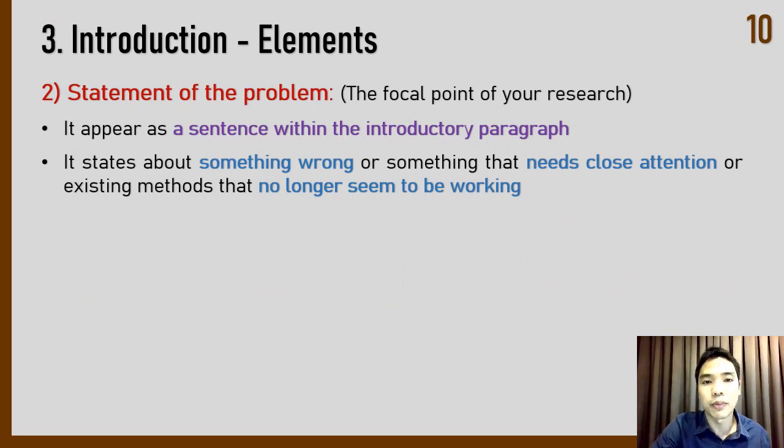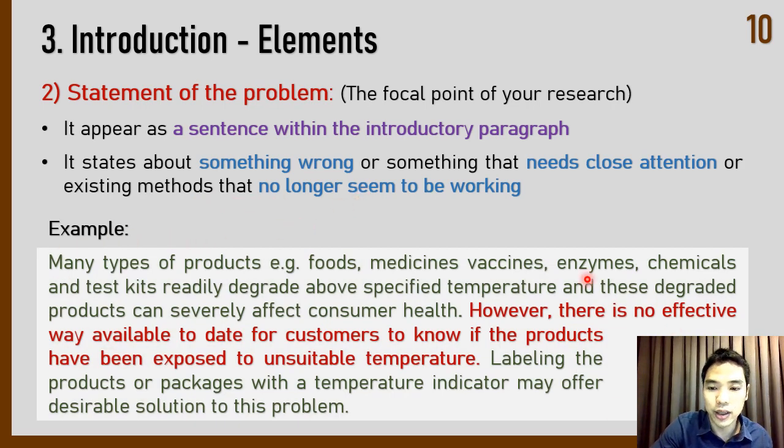So the next element is probably the most important one, which is the statement of the problem, which is the focal point of your research. It will appear as a sentence within the introductory paragraph, and it will state something wrong or something that needs close attention, or the existing methods that no longer seem to be working. So here is some example. This is a part of an introductory paragraph, but here the red one is the statement of the problem. However, there is no effective way available to date for customers to know if the products have been exposed to unsuitable temperature. So this is something that is wrong and needs close attention.